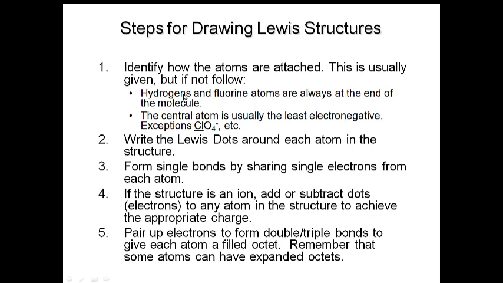Hydrogen only has 2 electrons. Fluorine can have 8 but is never expanded. Some elements, like sulfur and phosphorus, can have expanded octets. And remember, those are row 3 and lower on the periodic table. So if we follow these steps, they'll give us legitimate Lewis dot structures.